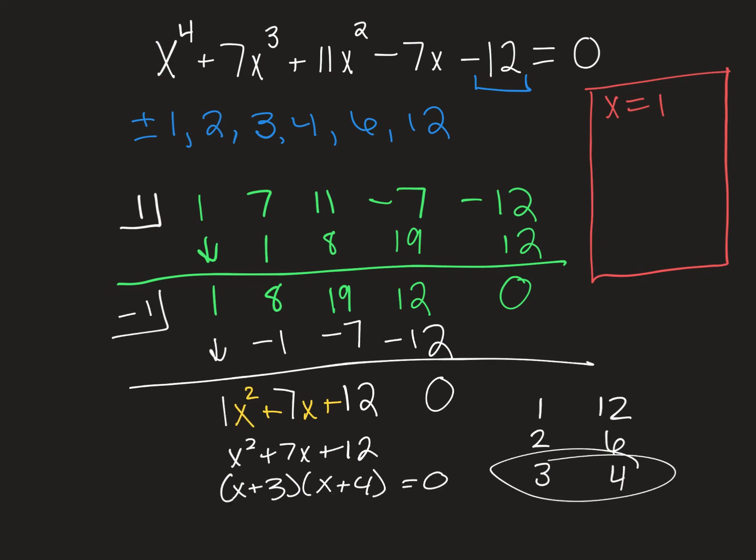And remember, we set those equal to 0. So that means our answers are x equals negative 3 and x equals negative 4. So there's our 4 answers.